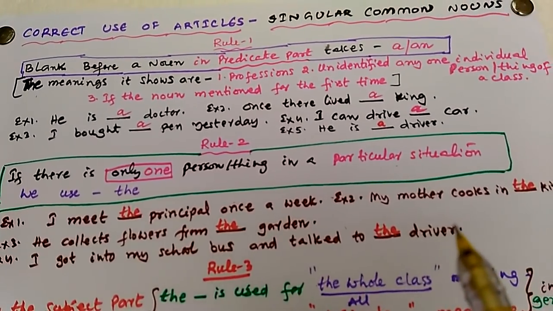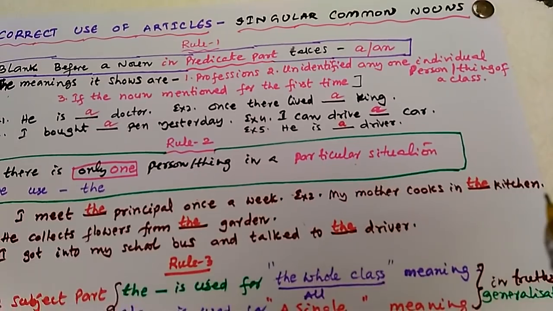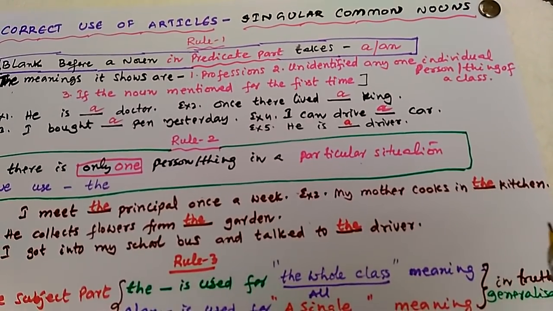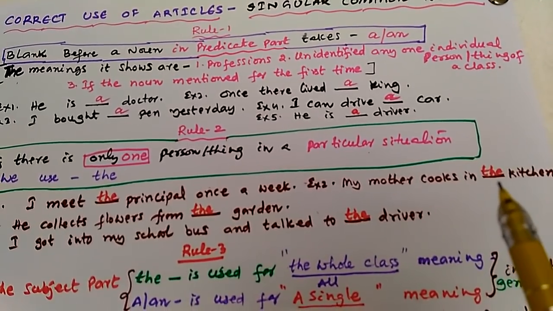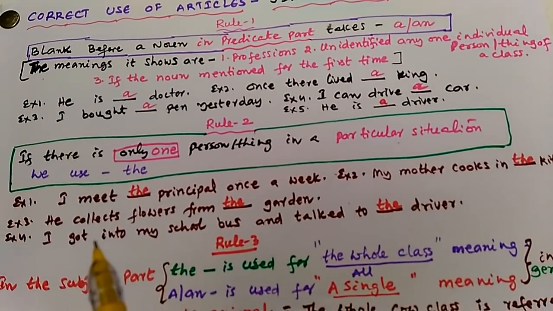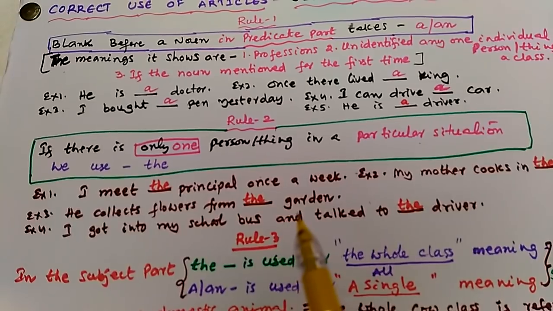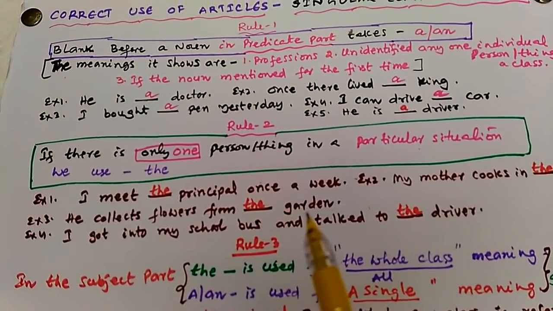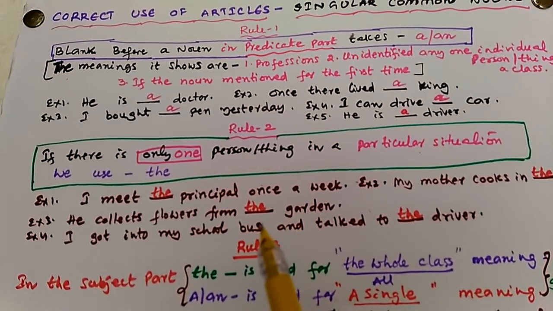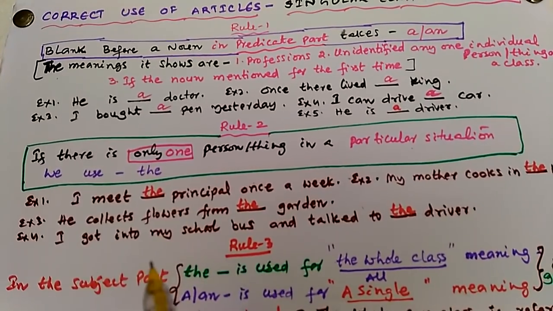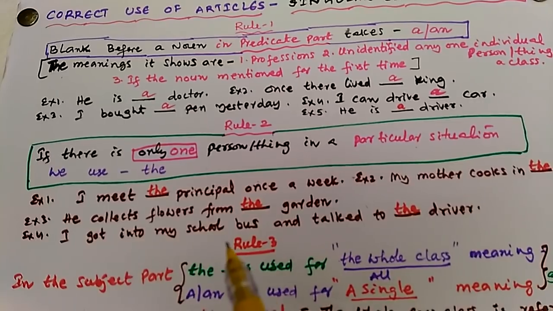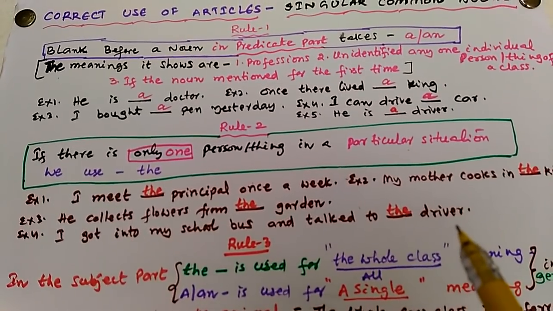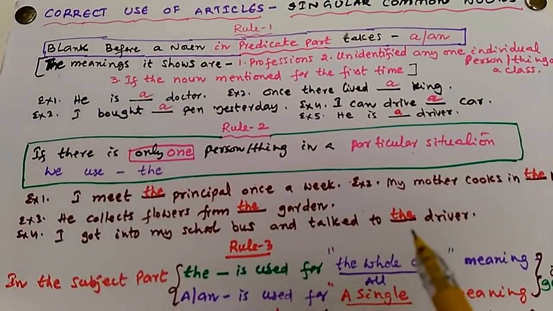And like that, my mother cooks in the kitchen. Here there will be only one kitchen. So we have to write the here. He collects flowers from the garden. In the house, there may be only one garden. So we have written the here. I got into the school bus and talked to the driver. Here in the school bus, there will be only one driver. So we have written the here.